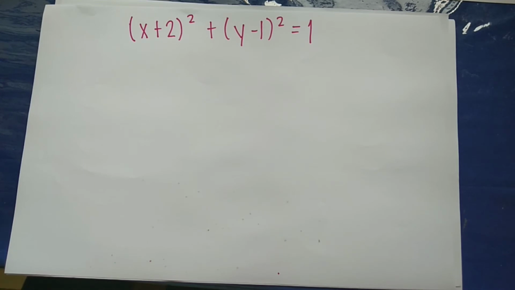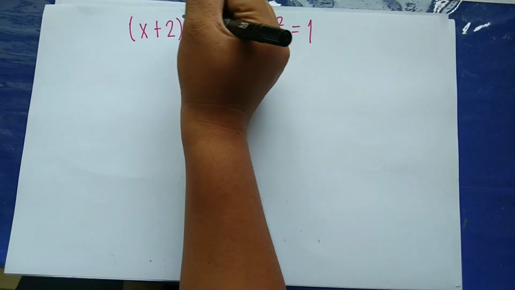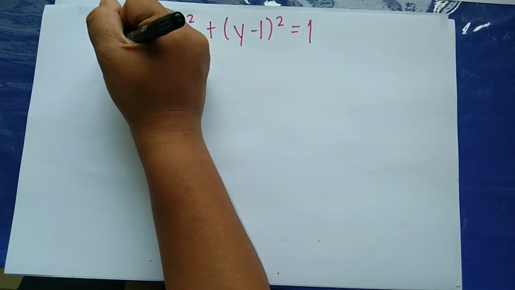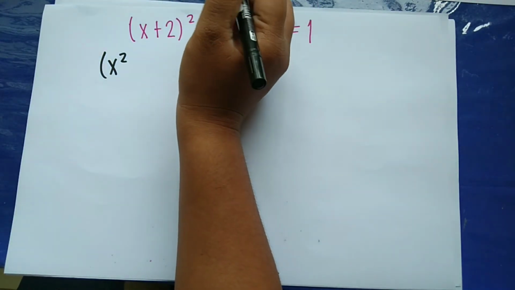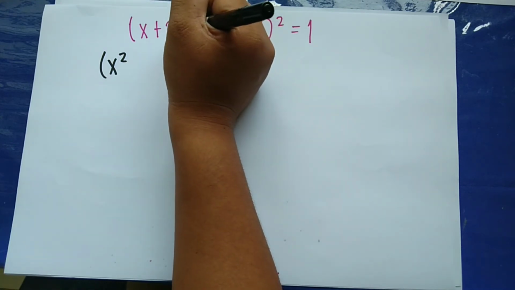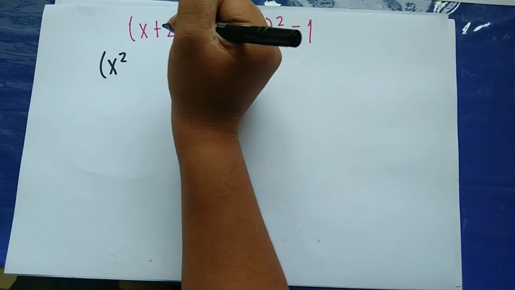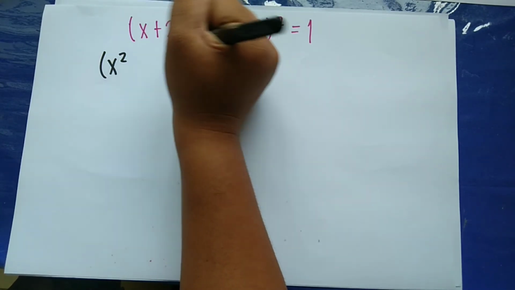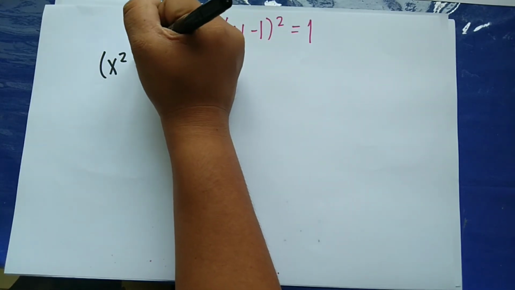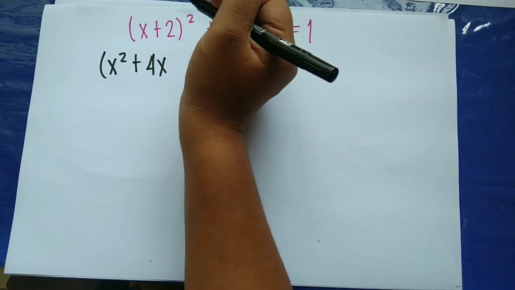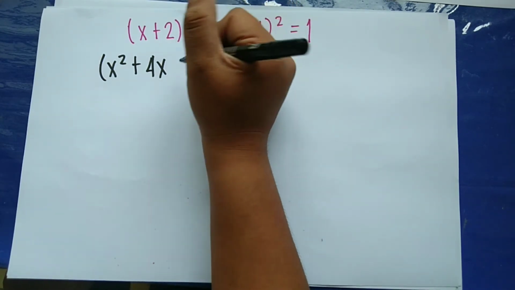Note, you can use the FOIL method, but there is a shortcut way. So we will just square the first term. X squared is equal to x squared. Then multiply the first term and the second term. X times 2 is equal to 2x. Then multiply it by 2. So 2x times 2 is equal to 4x. Square the last term. 2 squared is equal to 4.